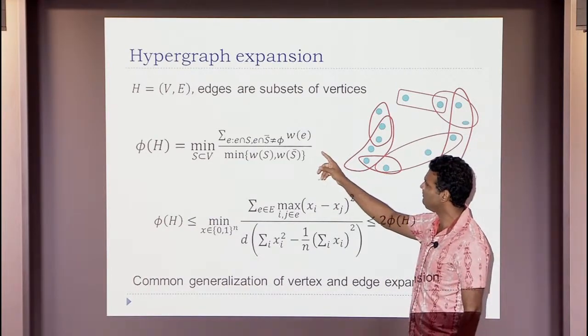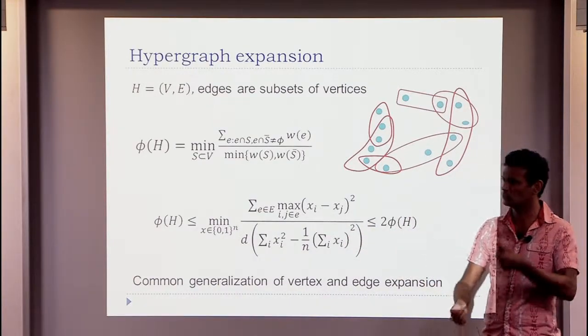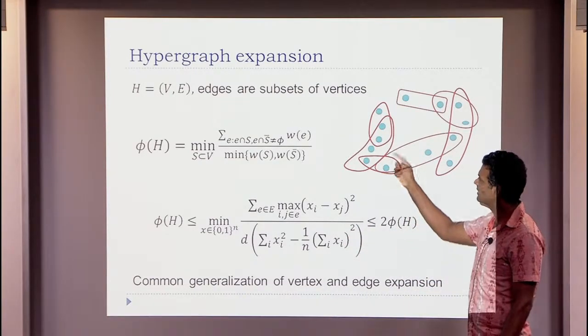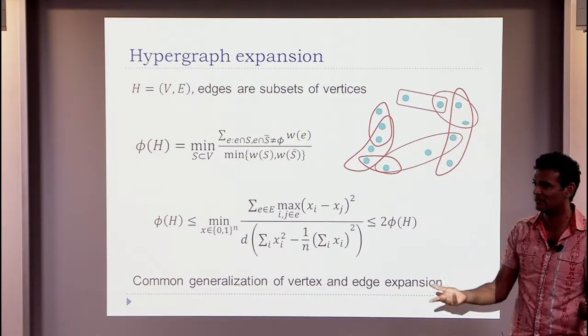And you can see that this captures both edge and vertex expansion. In the edge case, it's trivial: the hyperedges are the edges, so edges cross. In the vertex case, you define the hyperedge as the set of all neighbors of each vertex. Those are the hyperedges.